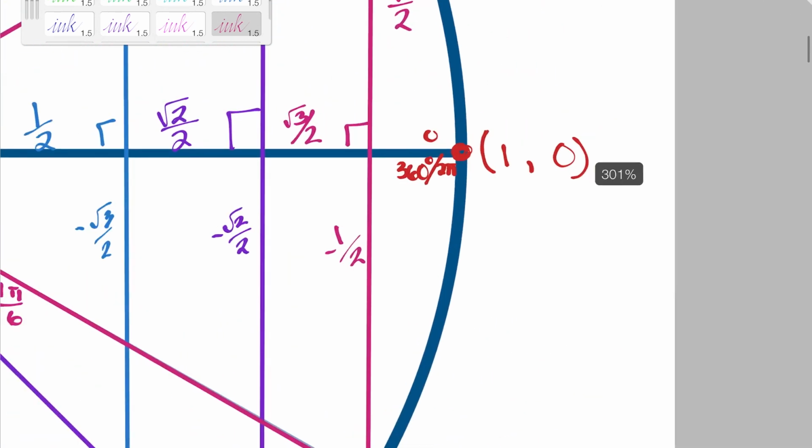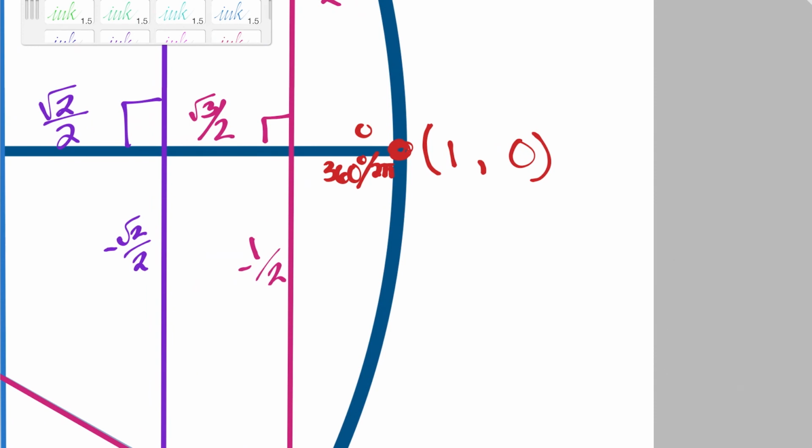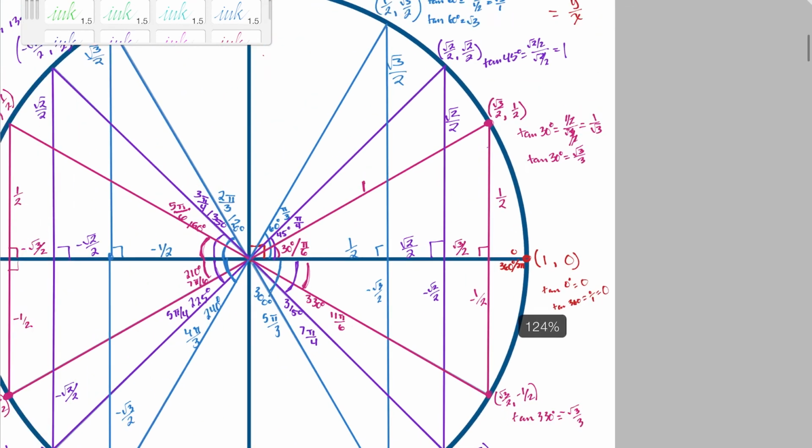Ooh, and then the last one, we forgot the tangent of over here. So this is the same. Tangent of 0 degrees is the same as tangent of 360 degrees. These are exactly the same. So I would have 0 over 1, which is just 0. And that is the unit circle.